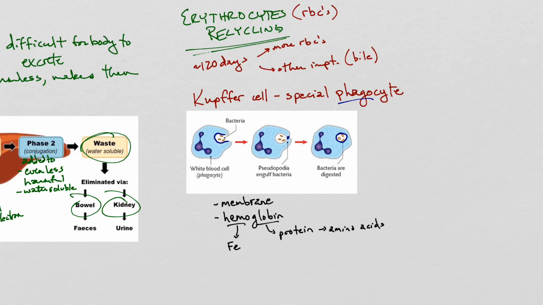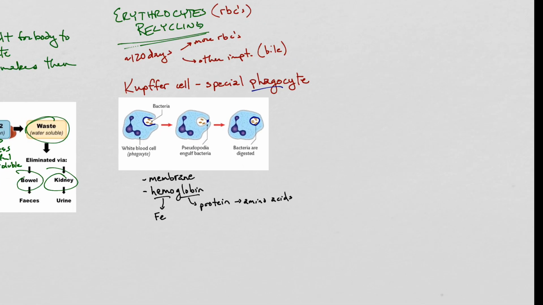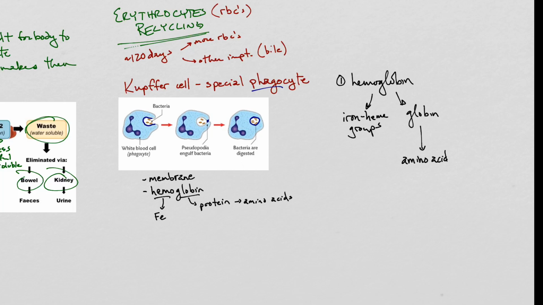Okay, so the first thing that happens when a Kupffer cell breaks down a red blood cell is that the hemoglobin gets broken down into its globin and its iron heme groups. This globin gets broken down into amino acids using a protein called a peptidase. We've been talking about these kinds of words all year. You should be able to break this one down. The ase means that it's an enzyme, and peptid means that it breaks the peptide bonds down in a protein.